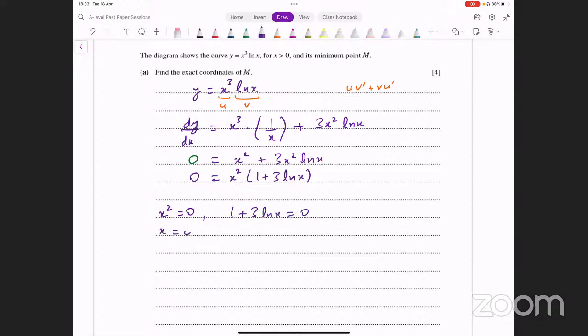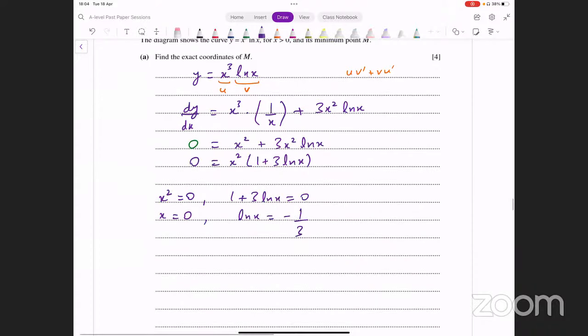So one possible value of x that we're getting is 0. Then we have ln x equal to minus 1 over 3 from here. How do you find the value of x from this? x equals, यहाँ से ln की base e होती है, e will go to the other side, become the base of minus 1 over 3, and that gives us e raised to power minus 1 over 3. These are the two possible values of x that we're getting.